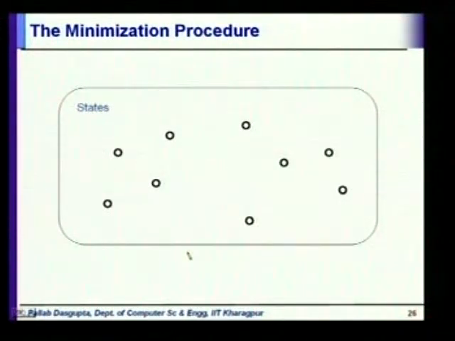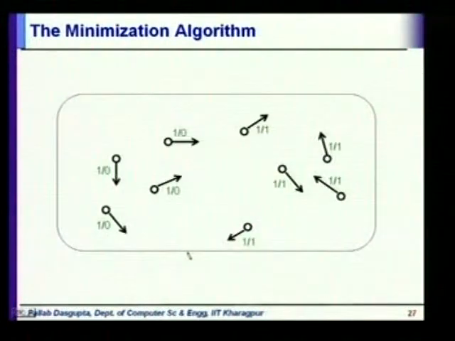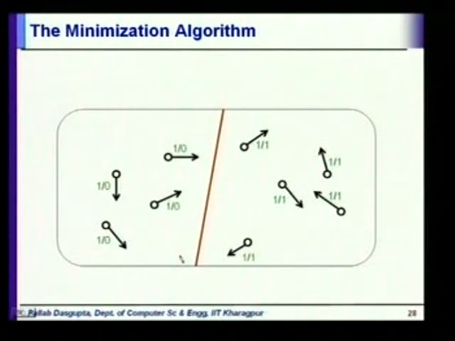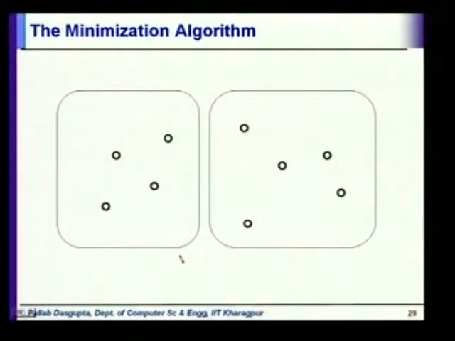So, initially we have all of the states in the same bucket. Then we see that for, let us say, input 1, what are the outputs that they produce? These ones produce output 0, these ones produce output 1. What can we do? We partition it like this. Now, these are the 2 buckets.